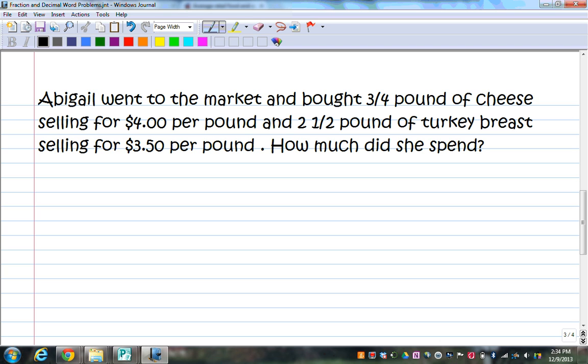Okay, well, first thing you have to do is look at this 3/4 pound that's selling for $4. Then 2.5 pounds for $3.50. And then we got to do the math with those. So I have 3/4 times $4 per pound. This is the same thing as 3/4 times 4 over 1. I could cross simplify, but I'm not going to because they're easy numbers. I got 12 over 4, which is equal to $3. This is how much it costs for the cheese, $3.